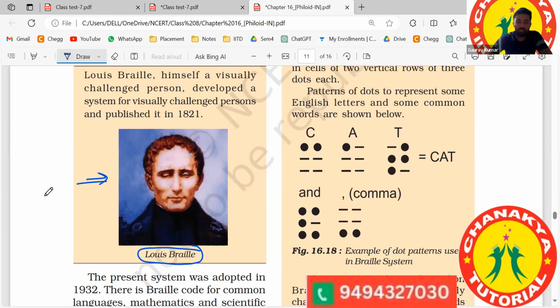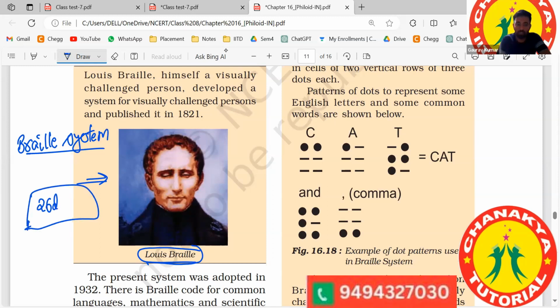Likewise, there was a scientist named Louis Braille. He discovered a method through which a visually challenged person can read or write. This thing he discovered is known as the Braille system. So what is this Braille system? He has a tablet which has 26 dots. These are points coming out of the paper, bulging out. Correct, thank you, Manasvi. There are some bulges on this rectangular slate. So there are 26 dots with the help of which they can read and write.